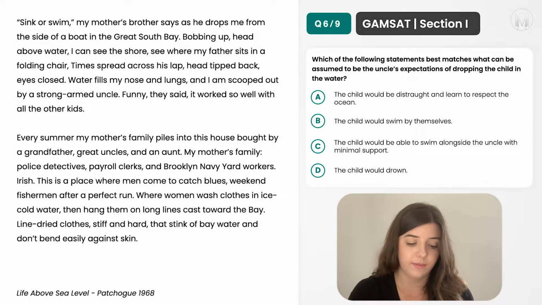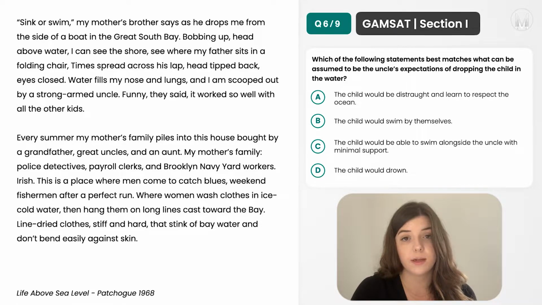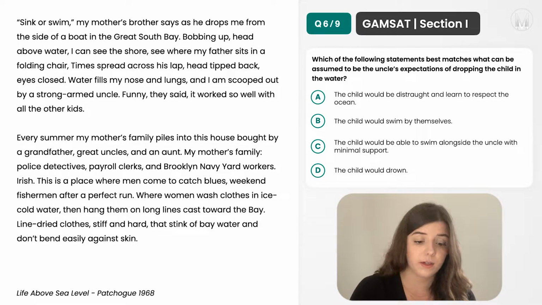So we see, sink or swim, my mother's brother says, as he drops me from the side of the boat into the Great South Bay. Then he proceeds to describe the sensation of what happens whilst he's been dropped in the water. It ends with, funny, they said, it works so well with all the other kids. So option A, the child will be distraught and learn to respect the ocean. So the uncle doesn't expect to make the child distraught or for him to respect the ocean. He talks about it working well for the other kids.